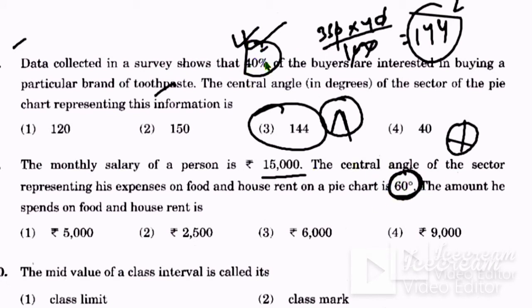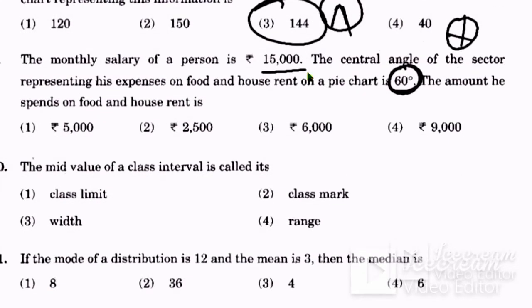So you have to be very alert. Okay, so this is 60 degree. Okay, 60 degree angle. It is making that expense of food and house rent. So you have to tell how much the amount he spent on food and house rent.